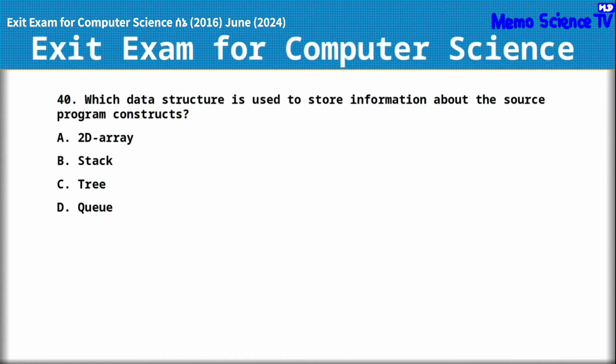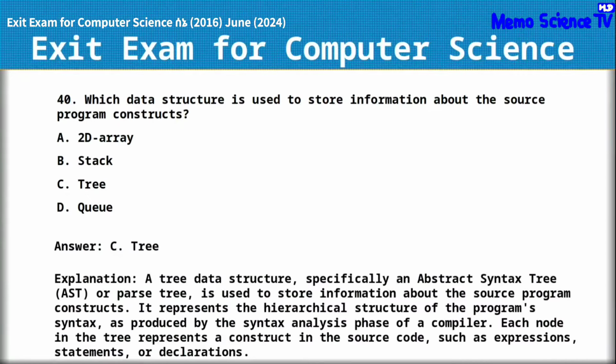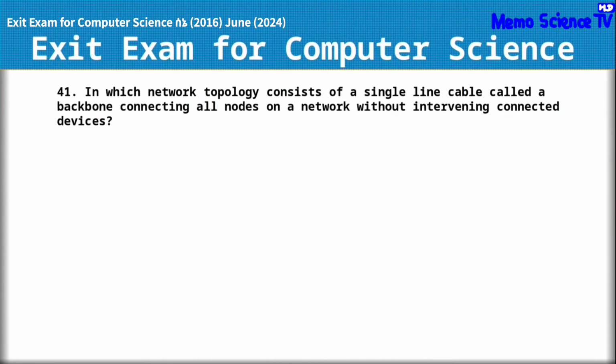The correct answer is C. A tree data structure, specifically an abstract syntax tree or parse tree, is used to store information about the source program constructs. It represents the hierarchical structure of the program syntax as produced by the syntax analysis phase of a compiler. Each node in the tree represents a construct in the source code, such as an expression, a statement, or a declaration.